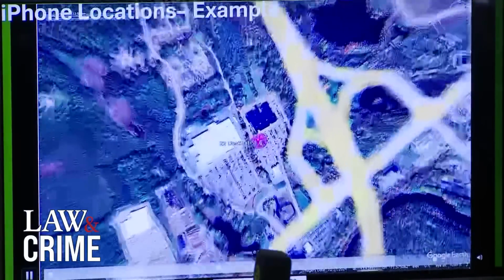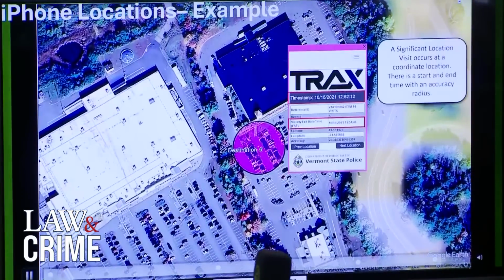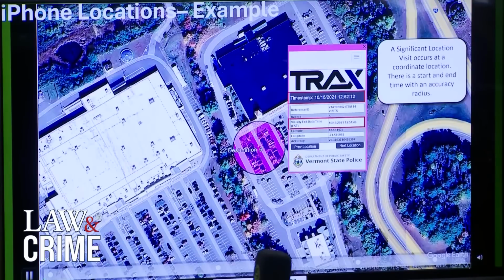With these trips, there typically is going to be a significant location visit that corresponds with it. And that is the device saying that I was in this location from this time to this time. So there's a start and an end to the significant locations. There's going to be a couple other types of location information that came from the device, but it's going to look the same. It's going to be a dot on the map.